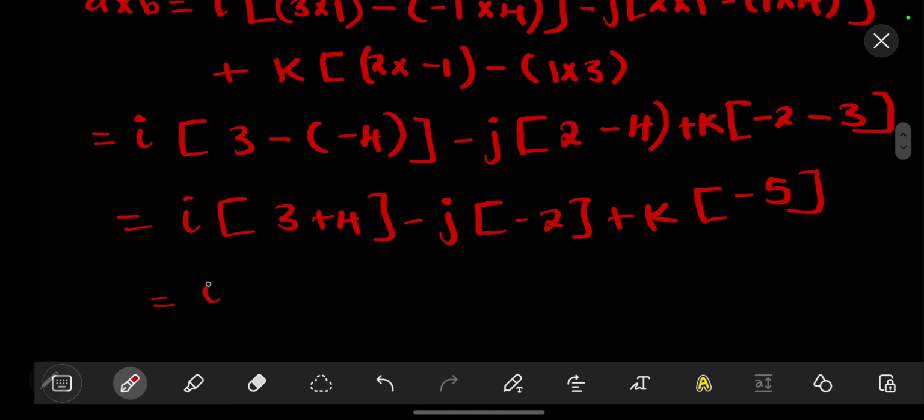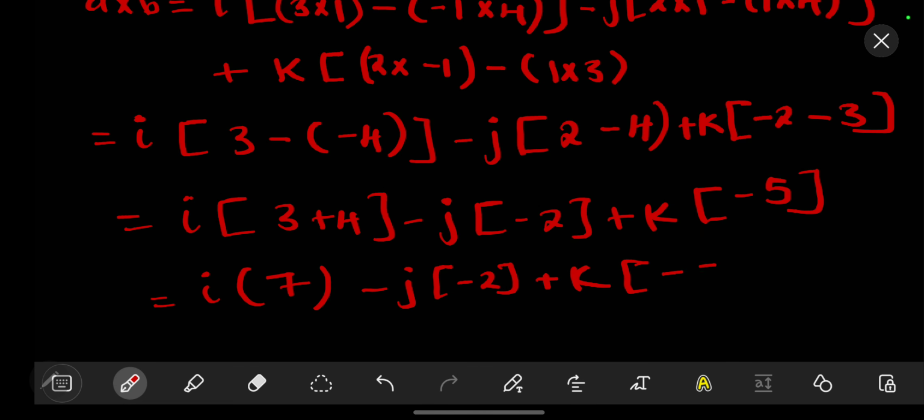Then we are going to add. So we have our i. 3 plus 4 gives us a +7. Then we have minus our j. Then we have our -2 like that. Then we have our plus k. We are going to simplify it at the end.